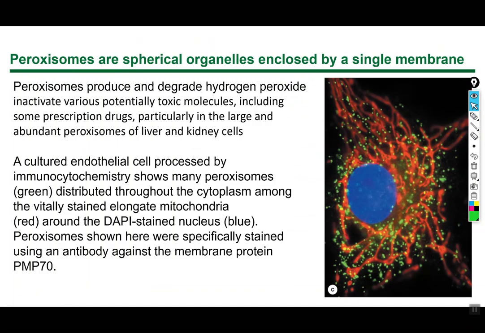Okay, peroxisomes. These are going to produce and degrade hydrogen peroxide. So hydrogen peroxide is required to inactivate certain potentially toxic molecules and also break down things like alkaloids, so some prescription drugs. So you have a lot of peroxisomes in the cells of your waste disposal organs. So liver and kidneys are rife with these things.